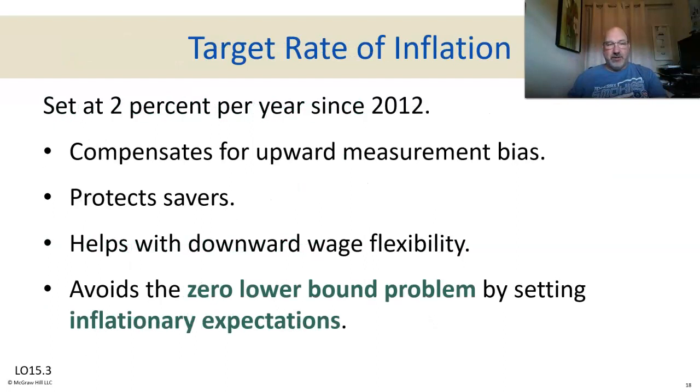Neutral monetary policy is needed if the actual unemployment rate is near 3.5%. The target rate of inflation has been set at 2% per year since 2012. It compensates for upward measurement bias and protects savers. It helps with downward wage flexibility as well, and avoids the zero lower bound problem by setting inflationary expectations.